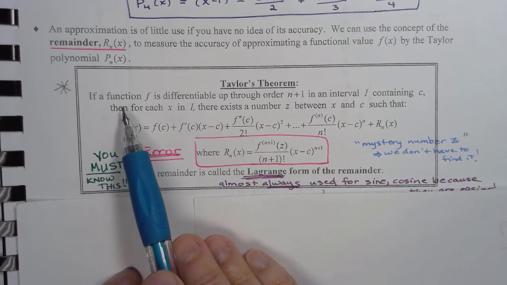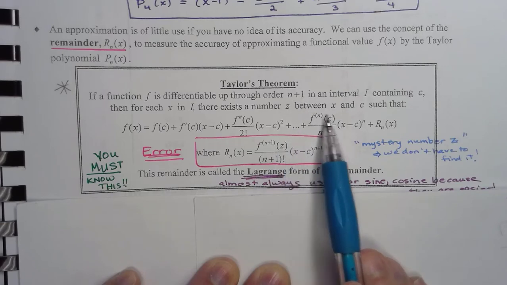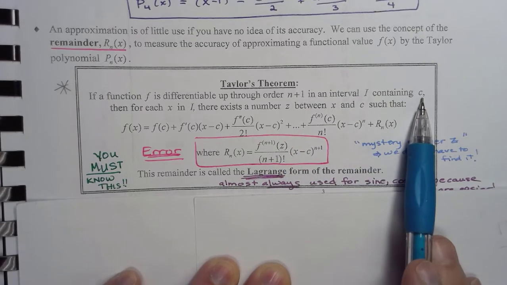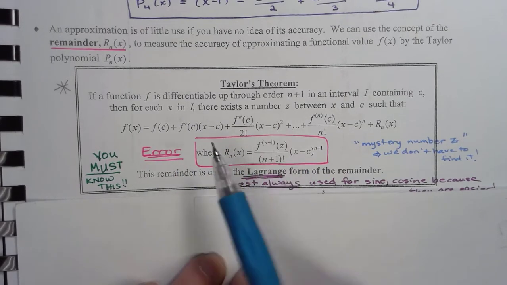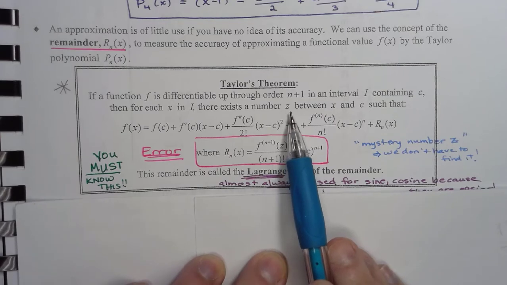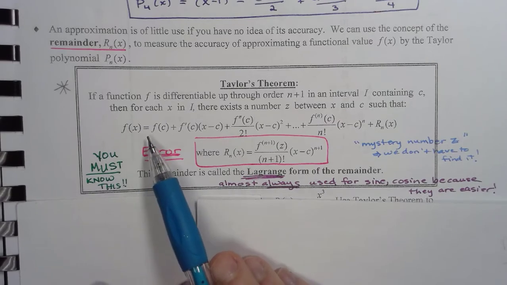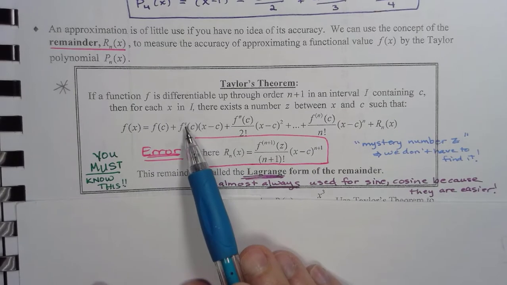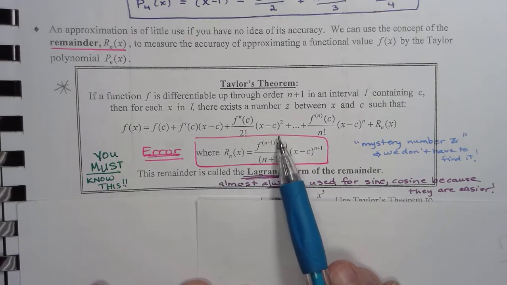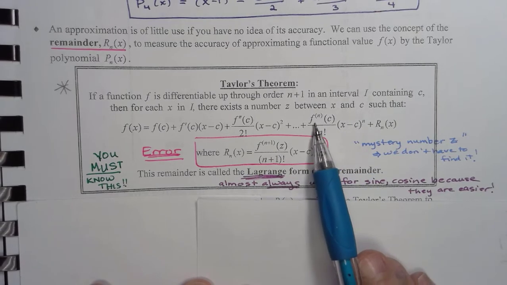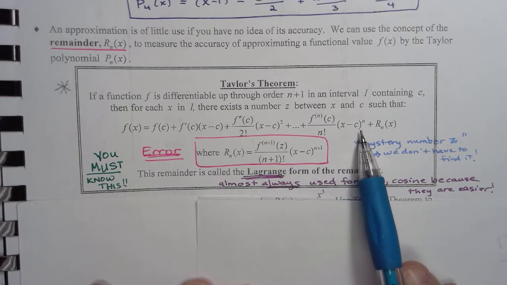Here's what the theorem says. If a function f is differentiable up through order n plus 1 in an interval I containing c, then for each x in that interval, there exists some number z, just a number, we don't know what, it's a dummy variable, between x and c such that my function is f at c plus f prime at c times x minus c plus second derivative at c over 2 factorial times x minus c squared, all the way up to the nth derivative evaluated at c over n factorial times x minus c to the n.